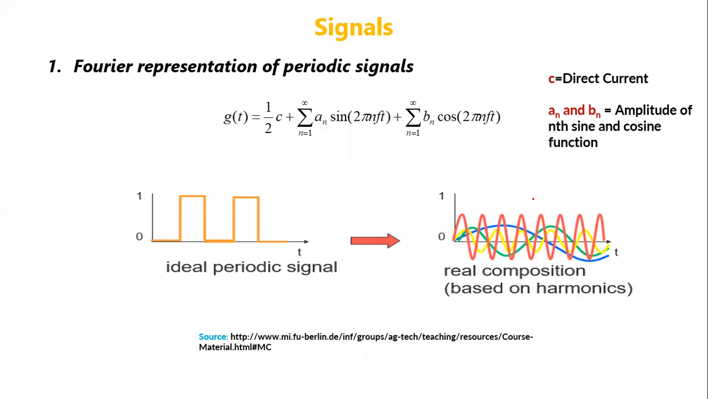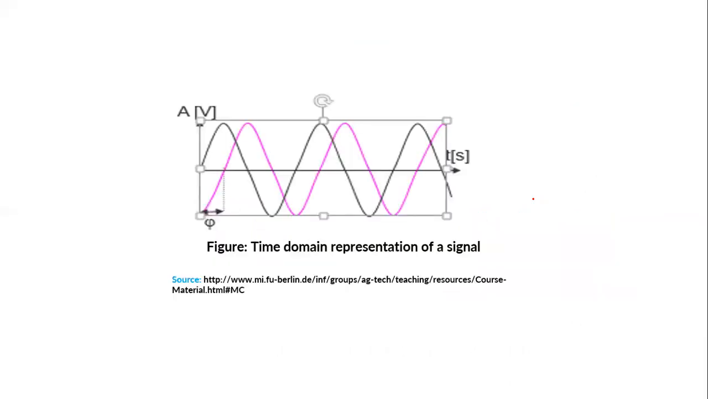So basically, a sine wave can be represented in the time domain. There are three ways of representing a sine wave, so that we will be discussing now. The first way is to represent it in the time domain. In the time domain, the sine wave can be represented something like this.